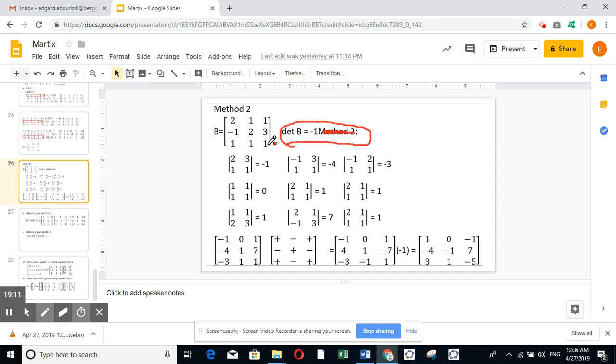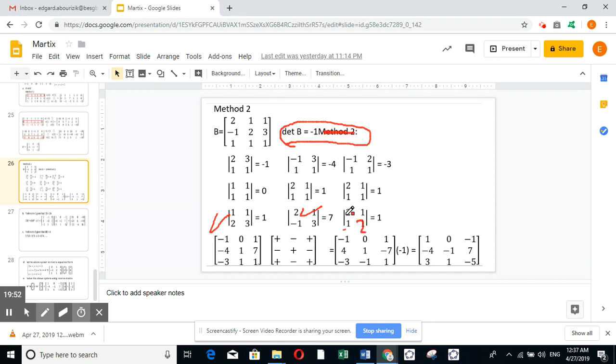Then 1, 1 with 1, 1, 2 with 1, 1 by 1, then 2, 1 and 1, 1, as you can see. And the last one will be 1, 1 with 2, 3, 2, 1 with minus 1, 3, and 2, 1 with minus 1, 2. Okay, so 1, 1, 2, 3, I have it here. Then 2, 1 with minus 1, 3, because I found something wrong. And the last one will be 2, 1 and minus 1, 2.